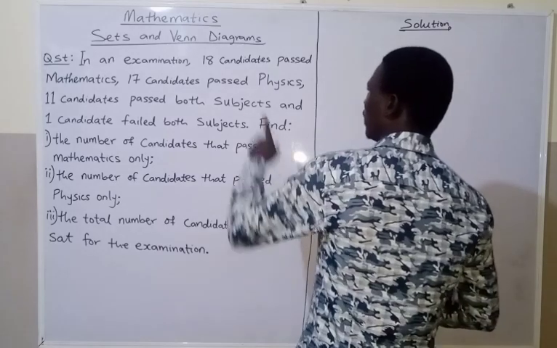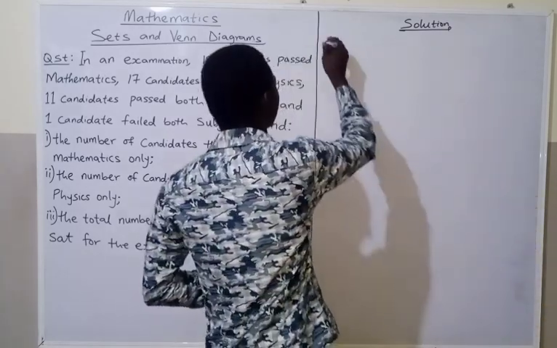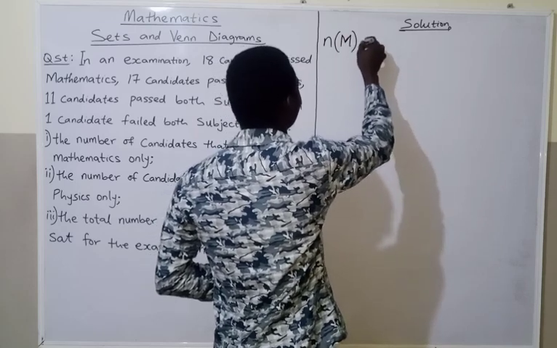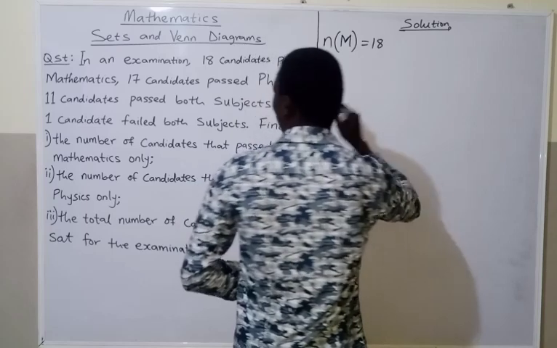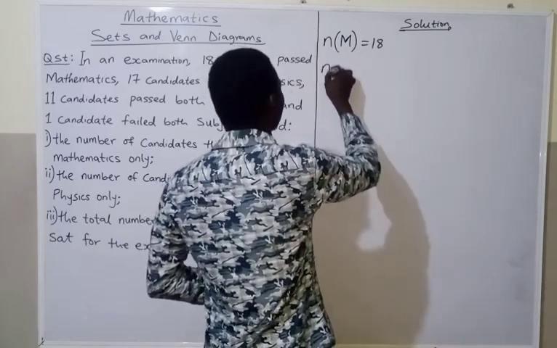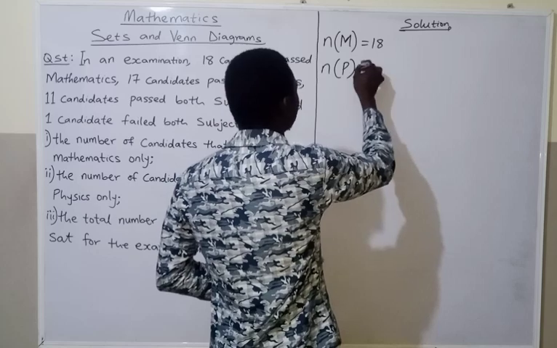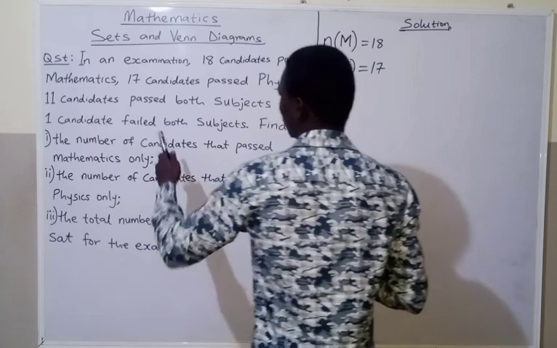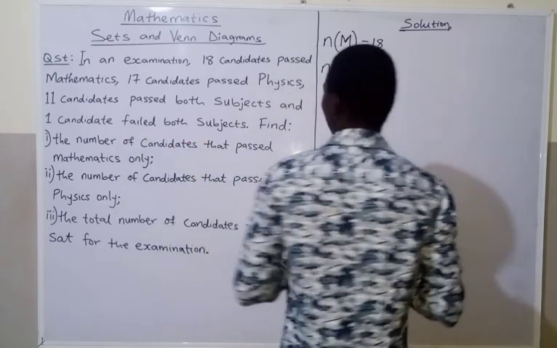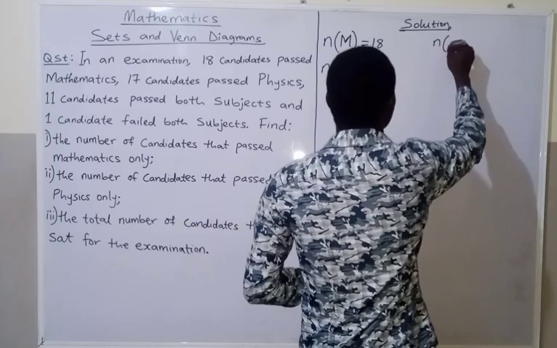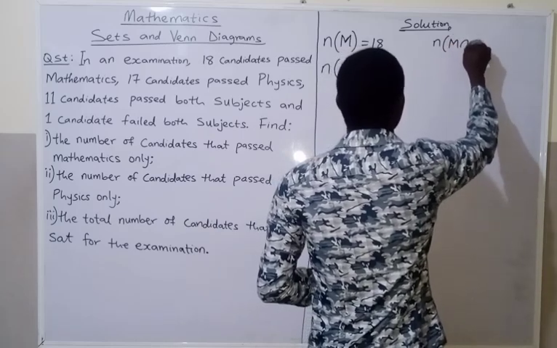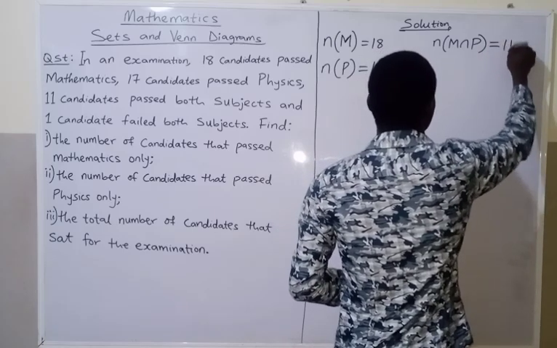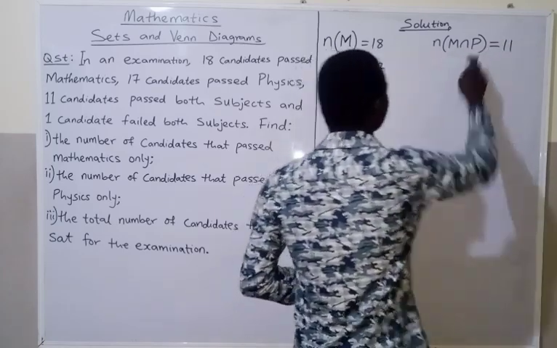So the question says 18 candidates passed mathematics. So these are to represent that number of candidates that passed mathematics. There are 18 of them. Then 17 candidates passed physics. Number of candidates that passed physics. There are 17 of them. Then the question proceeded to say 11 candidates passed both subjects. So this is the representation for that. Number of candidates that passed mathematics and physics. That's mathematics intersection physics. There are 11 of them. So these 11 passed mathematics and they also passed physics.